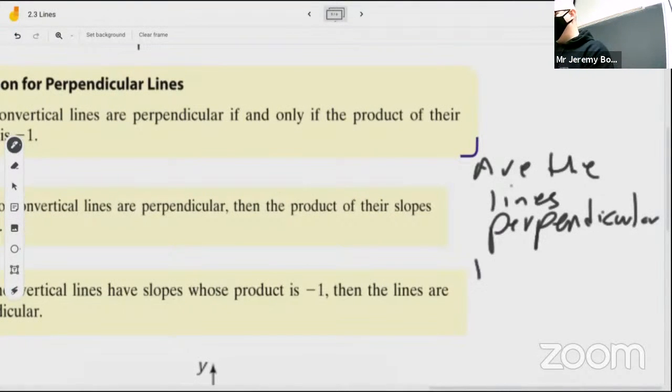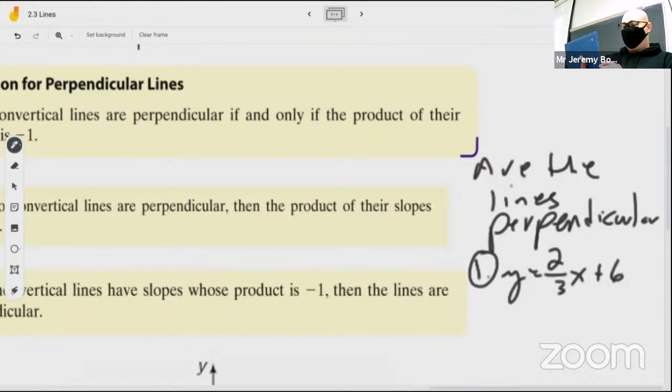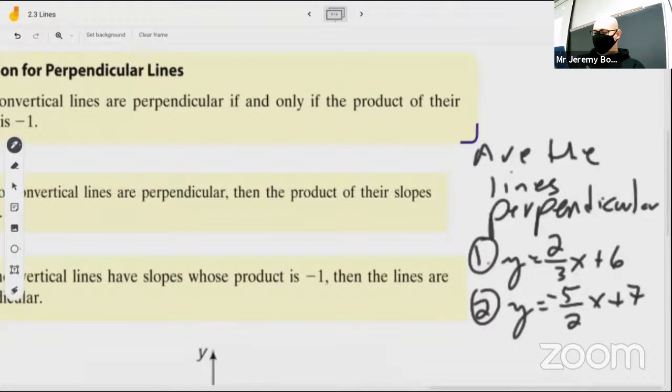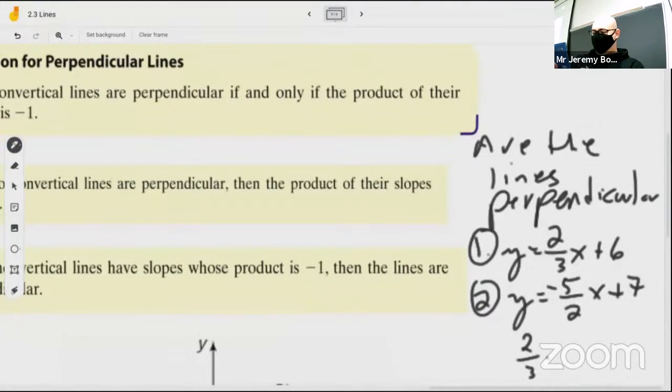Let's say you have two lines. You have y is equal to 2/3 x plus 6, and you have y is equal to -5/2 x plus 7. How are we going to determine if those two lines are perpendicular? Just take the two slopes and multiply them. So if I take 2/3 times -5/2, what do I get? Well, I can reduce. That's going to be 1, 1, but then I end up with -5/3, which doesn't equal -1. So those are not perpendicular.